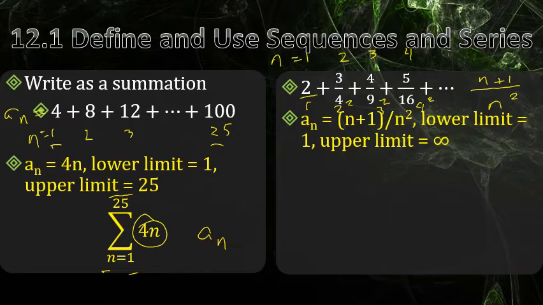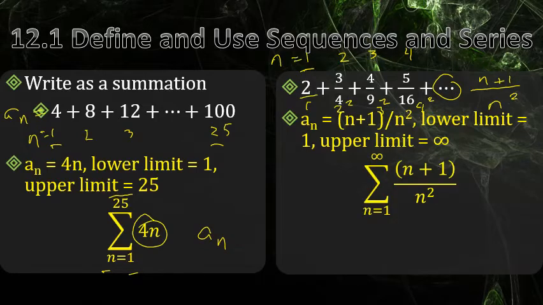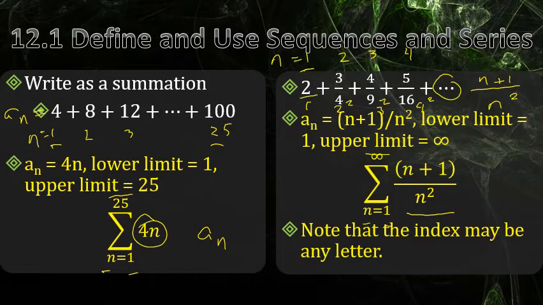Lower limit is 1, because I start at 1 there, and since it goes on forever, upper limit is infinity. So it looks like that. Some variable, lower limit, upper limit, and our rule for the nth term. Note you can use any index, any letter. I happen to use n.